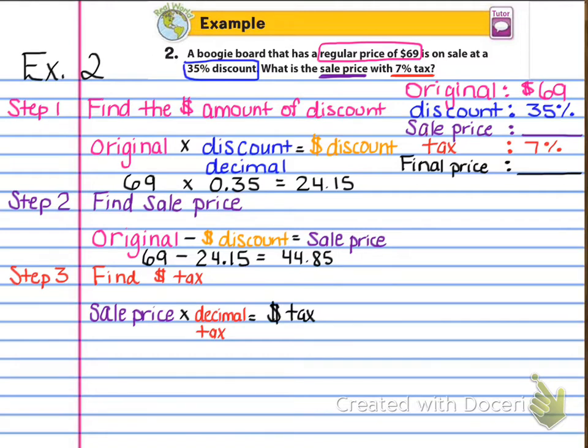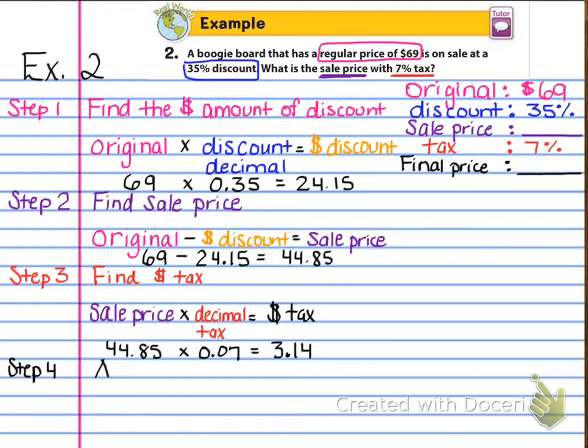Now when I say the decimal tax, remember the tax here is 7%. So when you convert that to a decimal, it's going to be 0.07. So notice here we have 44.85, which was the sale price from step 2. Then we have the decimal tax, which went from 7% to 0.07 because we moved the decimal point two spaces to the left, and it's always 2 spaces. And we got a total of $3.14.